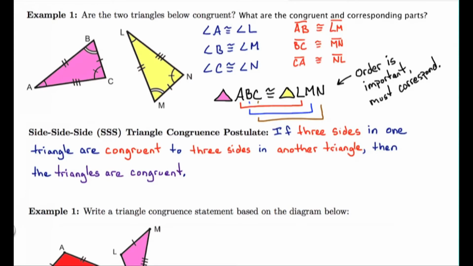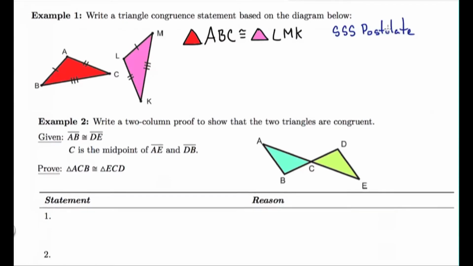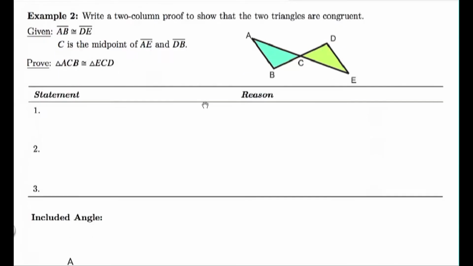Okay, so let's take a look at example 1. Write a triangle congruent statement based on the diagram below. So we can see that triangle ABC has the three hash marks on there, the single, the double, and the triple hash mark. And it corresponds with the triangle LMK with the same hash marks. So that means that the corresponding sides are congruent to each other, and triangle ABC is congruent to triangle LMK by the SSS postulate.